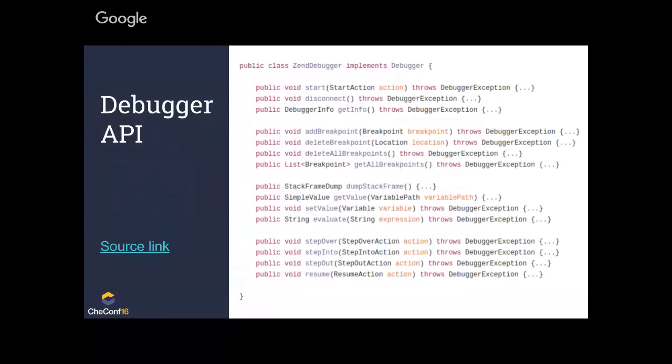The debugger implementation class implements the debugger interface. The interface defines a list of methods that we can separate in the following groups. First, we have methods for starting and disconnecting a debug session, as well as getting debug info about the session connection like host and port. Then we have a set of methods for managing the breakpoints. Next are the methods for working with the variables available in the current stack frame. And finally, we have the methods for progressing in the code execution, like stepping over, stepping into, and so on.